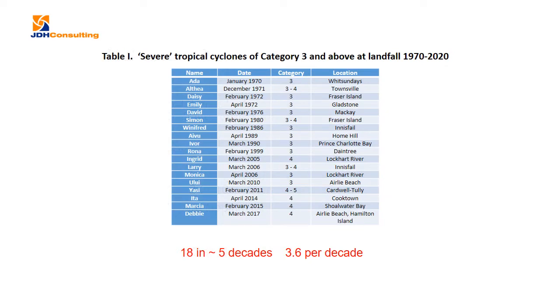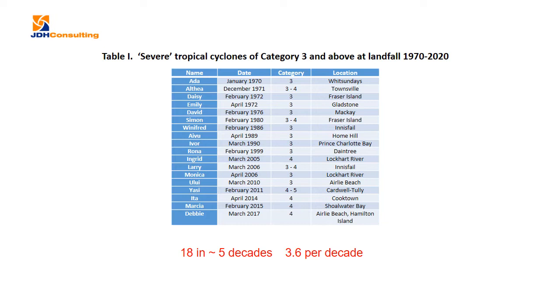Now this table shows the number of tropical cyclones of category 3 and above that made impact on the Queensland coast over the 50-year period from 1970 to 2020, 5 decades. Now that was the satellite era, so these are quite accurate figures. Some of the categories were changed based on more recent information, but this is a fairly accurate table.